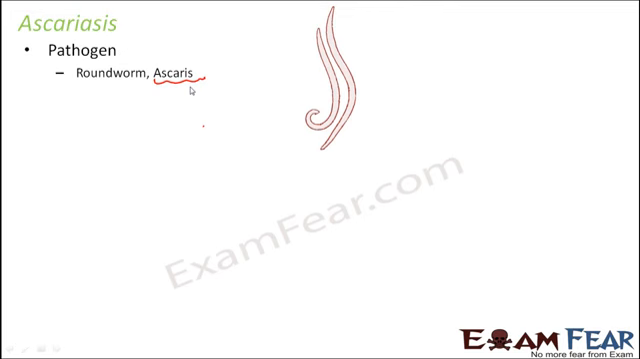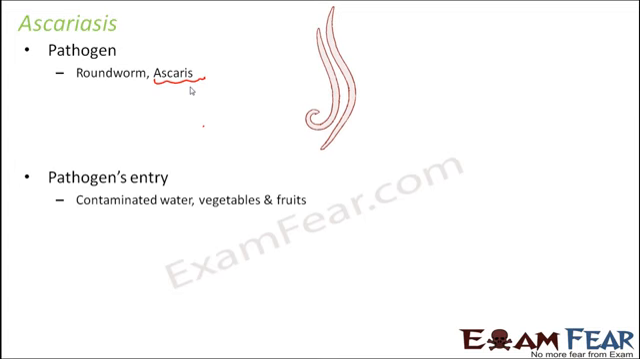So now let us see how these pathogens enter inside our body. They also enter through contaminated water, vegetables and fruits. These kind of worms, the round worms especially, are found in raw vegetables and fruits. You would have often seen vegetables like cauliflower or cabbage. They often tend to have these kind of worms, which are very clearly visible with the naked eye. All we need to do is wash the vegetables really well before you cook them.